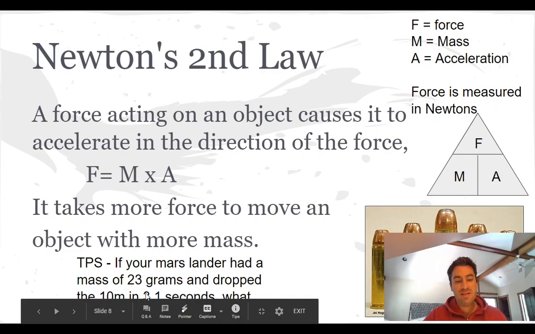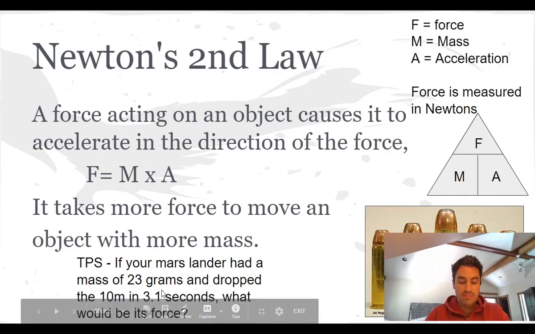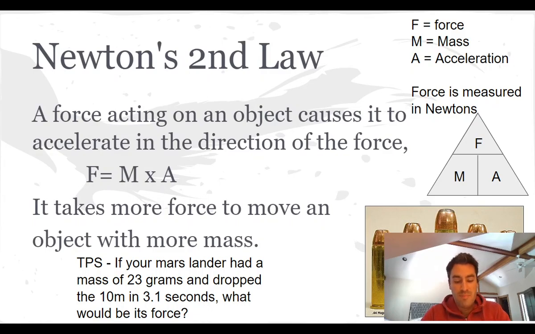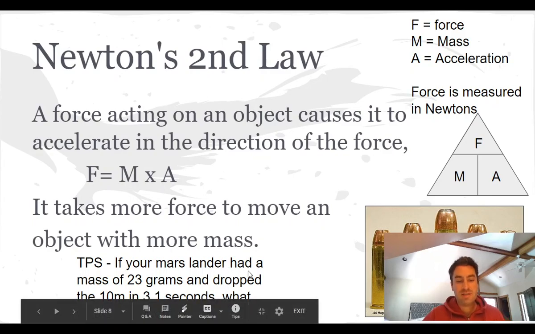So if I did that, I would do 10 meters divided by 3.1 seconds. That's the speed. So 3.22 to 3.23 really, minus an initial velocity of 0 divided by the time. So I'm going to clear this and do 3.23 divided by 3.1, and I know my acceleration is 1.04 meters per second squared.